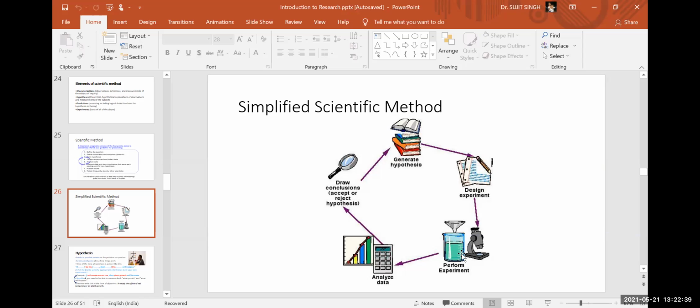Perform the experiment. From the experiment, you are going to get the data. When you perform the experiment, there should be some input parameters, for which you have the data, and some output parameters. I already talked about that one.